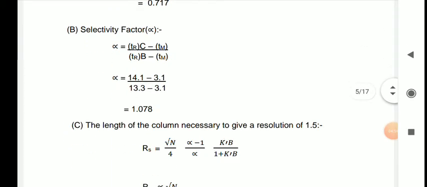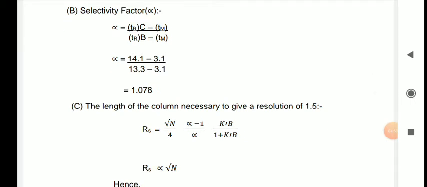The resolution is equal to square root of N upon 4, times alpha minus 1 upon alpha, times k dash B upon 1 plus k dash B. Here k dash B is written, but the second solute is C, so we have to substitute the value of C there, but we will not be using it. We will be using the equation which is shown here.